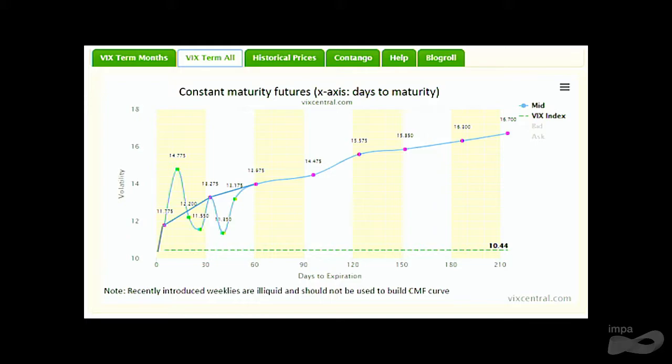And then I connected it with the VIX. So this gray line that connects the purple dots is the term structure, what I call the CMF curve, the constant maturity futures, because every day you'll have the 30, 69, and so forth. These green things are the weekly contracts, which you should disregard because they're completely out of line and they're not liquid.